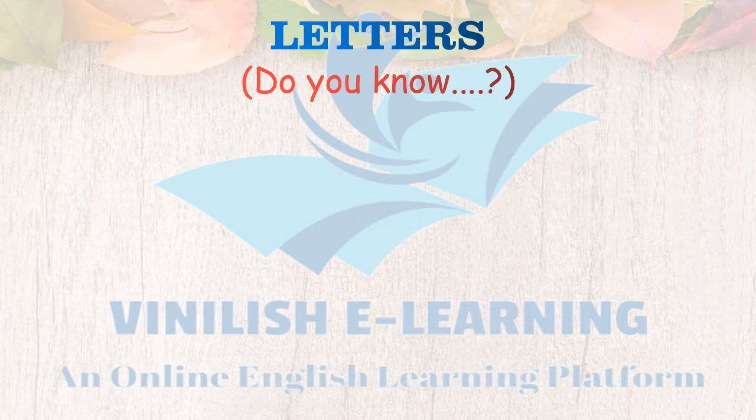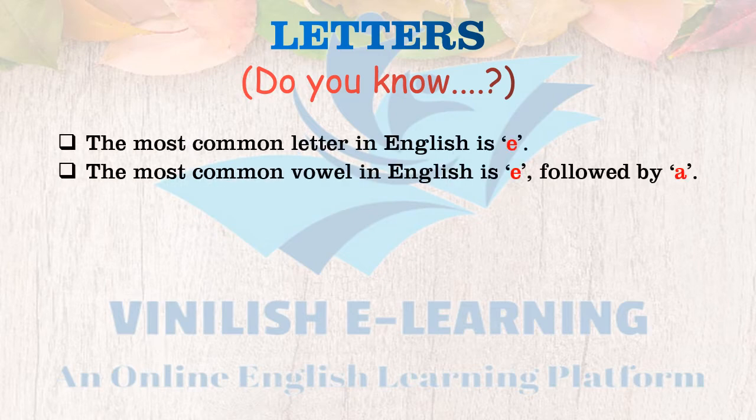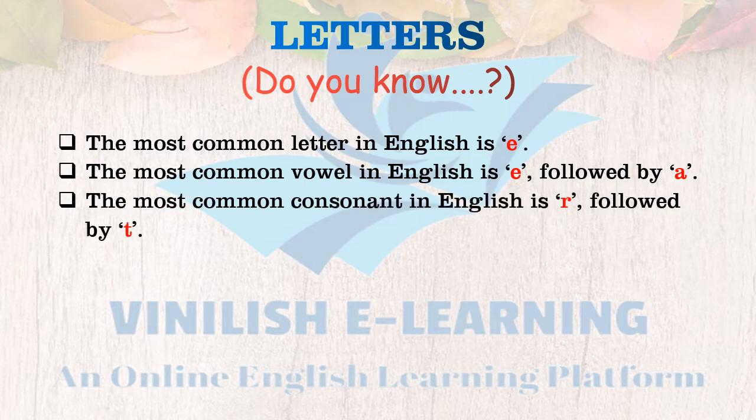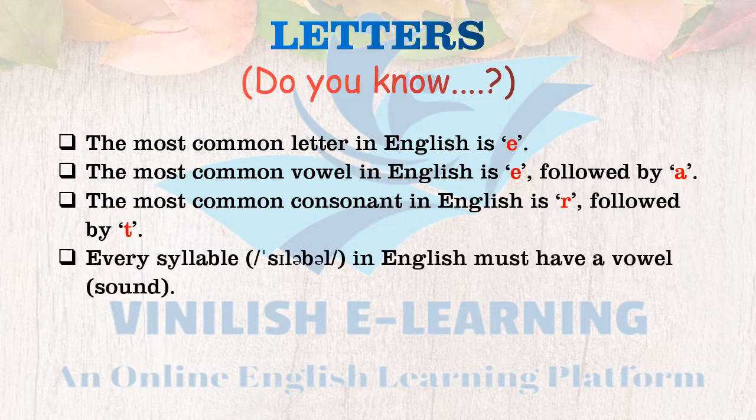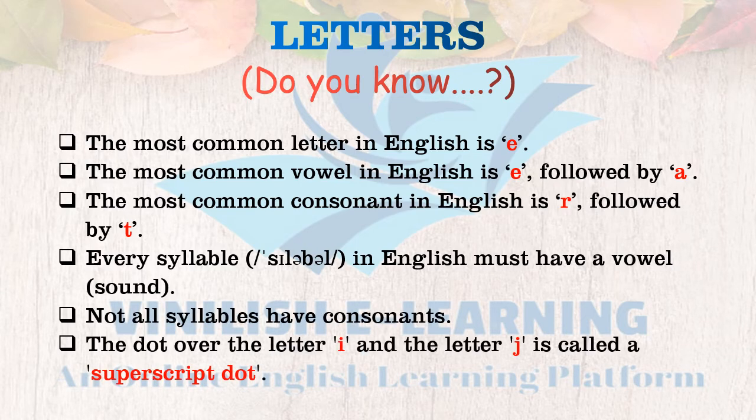Facts about letters. The most common letter in English is E. The most common vowel in English is E followed by A. The most common consonant in English is R followed by T. Every syllable in English must have a vowel sound. Not all syllables have consonants. The dot over the letter I and the letter J is called a superscript dot.